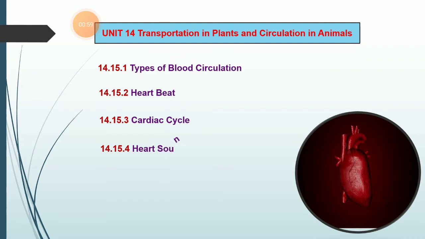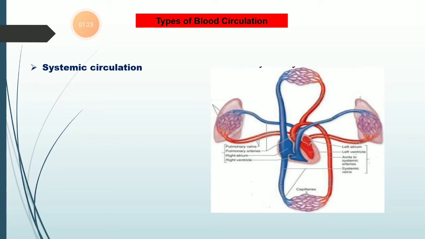Types of blood circulation, three types. One is systemic circulation, pulmonary circulation and coronary circulation. First one, systemic circulation. In the systemic circulation, left atrium, left ventricle, aorta, systemic arteries, systemic veins together form the systemic circuit.